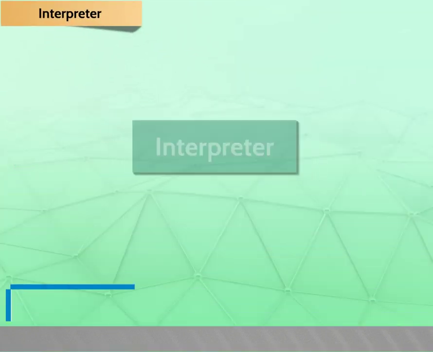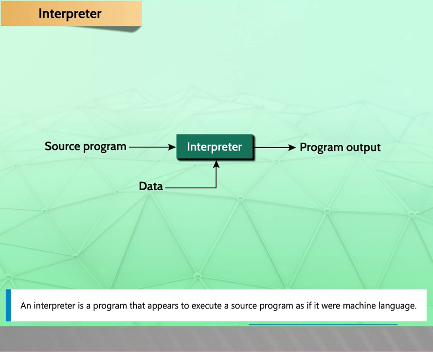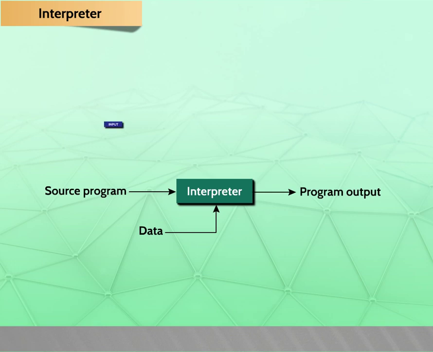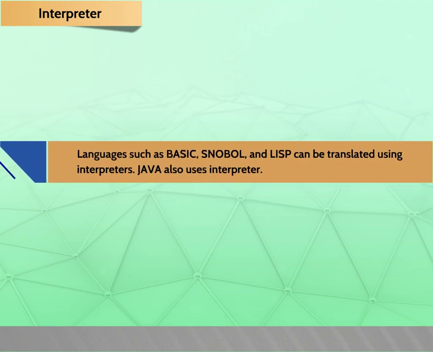Interpreter. An interpreter is a program that appears to execute a source program as if it were machine language. The interpreter accepts the input, then processes the input and produces the output. Languages such as BASIC, SNOBOL, and Lisp can be translated using interpreters. Java also uses an interpreter.